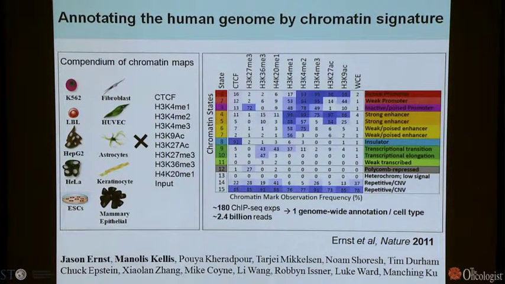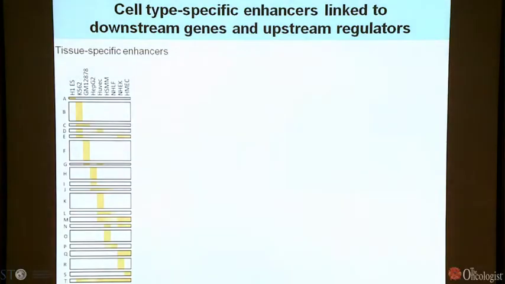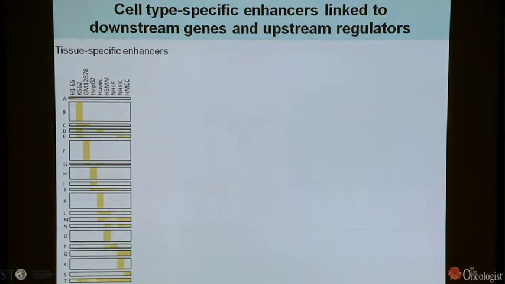So as a consequence, we can basically take this data and come up with a single genome-wide annotation per cell type that tells us where all the promoters are, where the transcripts are, and where the enhancers are, and also tells you about which enhancers are either active or poised in that given cell type. So I'll just give you a very brief overview of what kind of things we can do with these data.